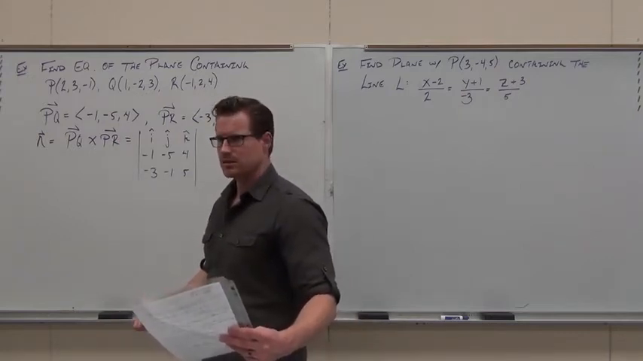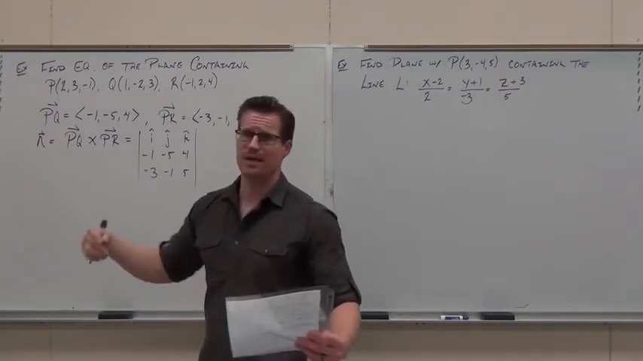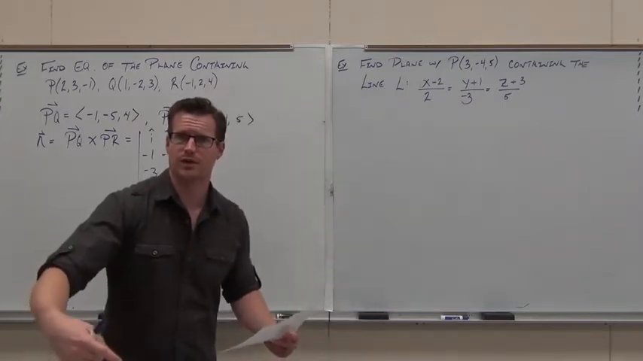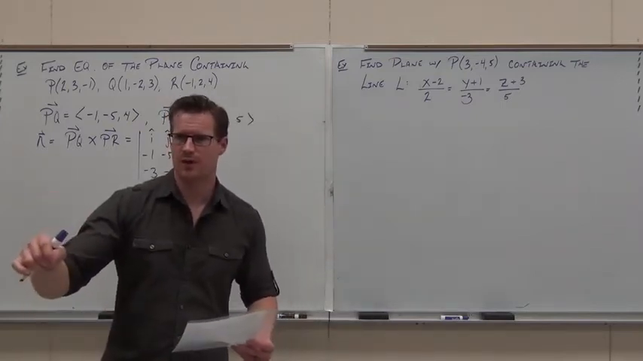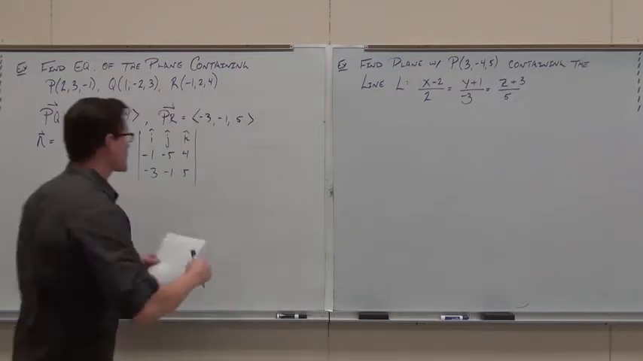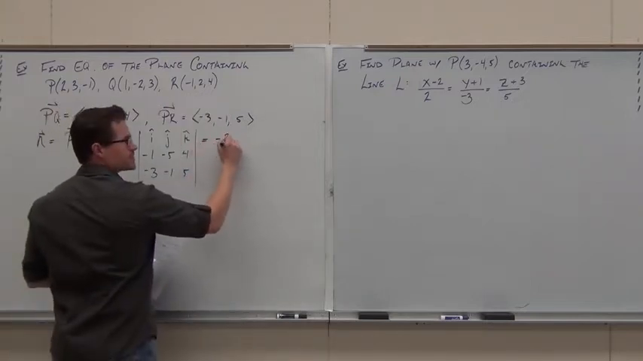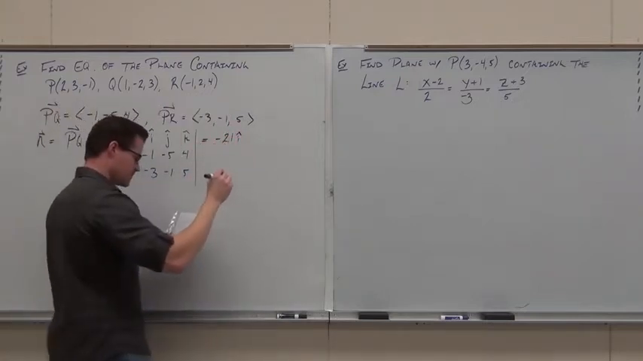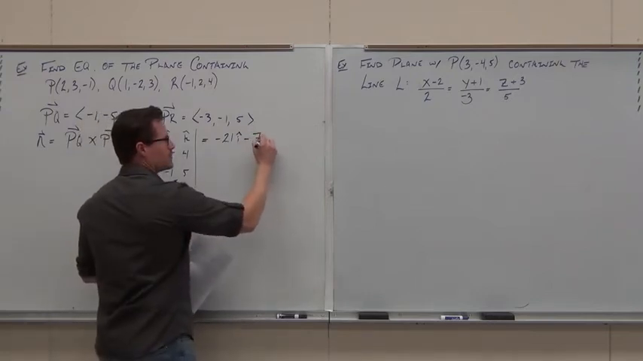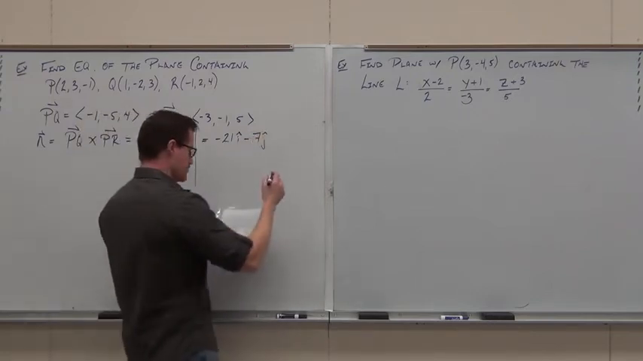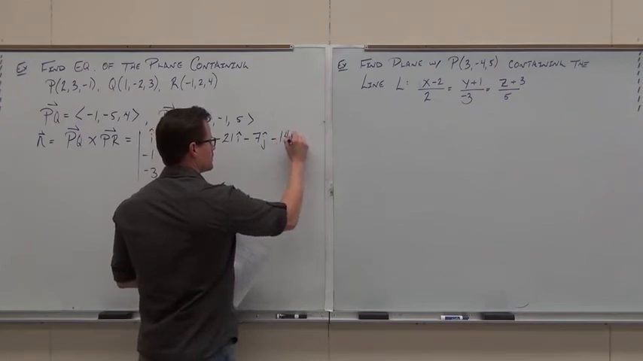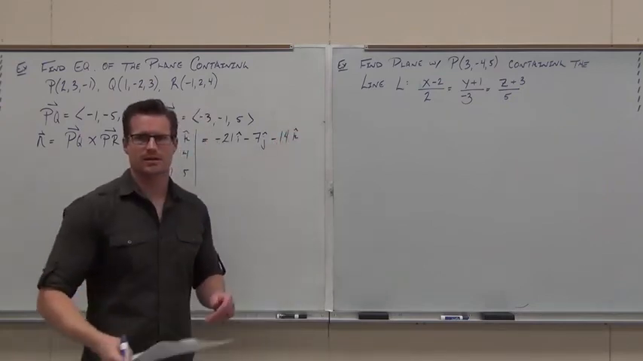So let's see. What'd you get? -3. I'm just going to give you answers from now on. I can't afford to go through all the work over and over again. So do y'all feel comfortable on finding the cross product? Yes. Okay, what I got out of this was -21i, -7j, -14k. Did you get the same thing?